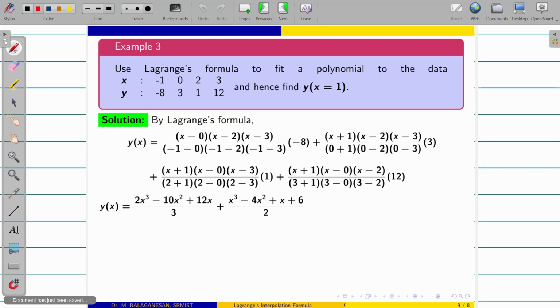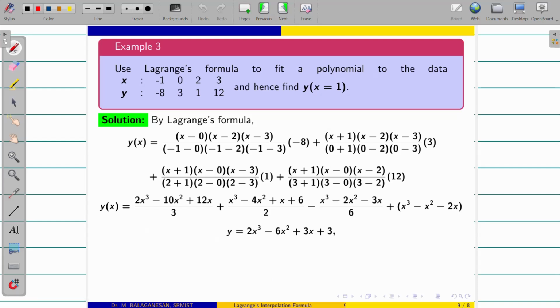So multiply everything to get the polynomial. We will get 2x cube minus 6x square plus 3x plus 3. Then if you replace x by 1, you get this answer. That's it: Y of 1 is equivalent to 2. That's it, guys. These are the problems in this video lecture.